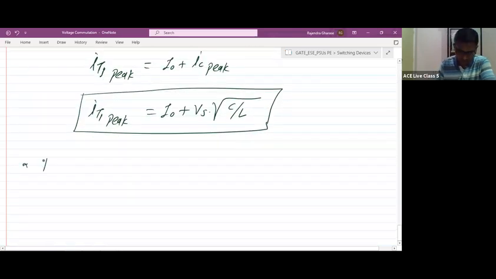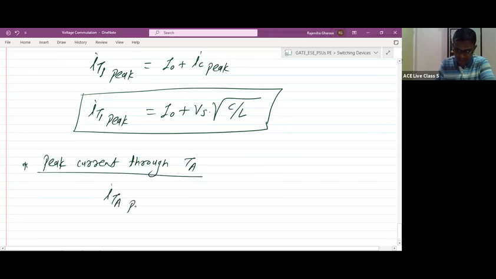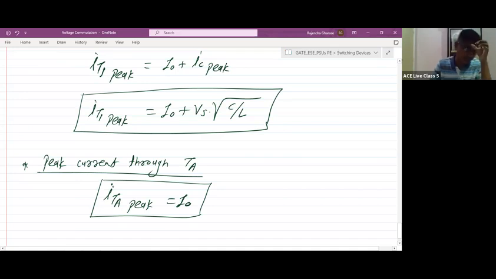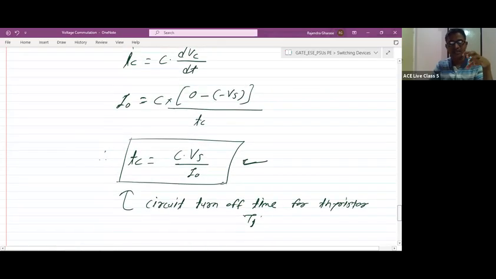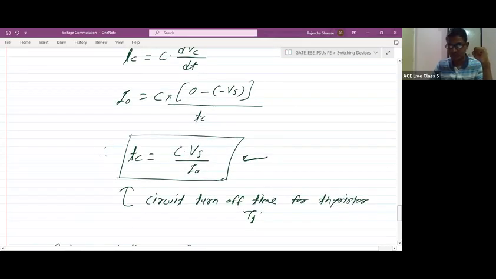So the peak current through the auxiliary thyristor TA, let me write it as ITA peak, is equal to I0 only. ITA peak is equal to I0. Is this clear? So we have the peak value of thyristor T1 current, the peak value of auxiliary thyristor current, and the circuit turn off time for thyristor T1.